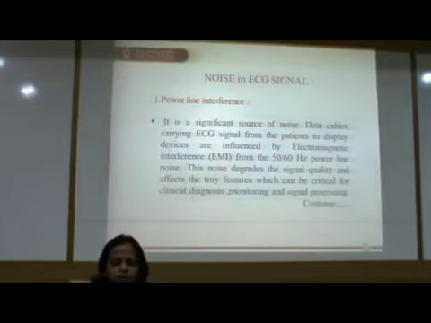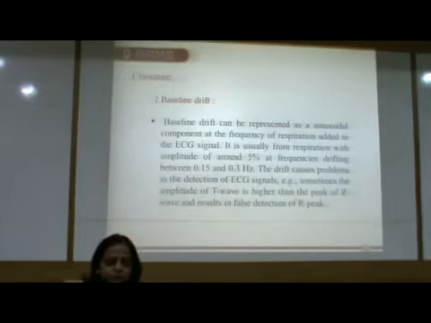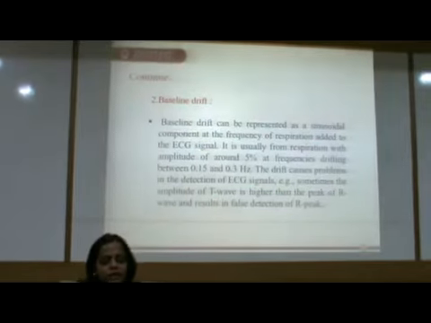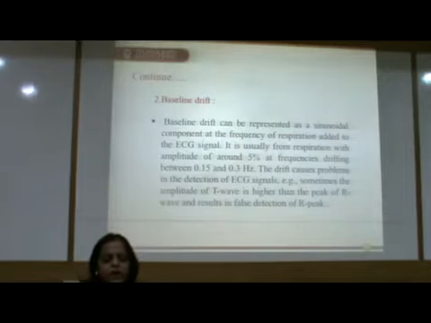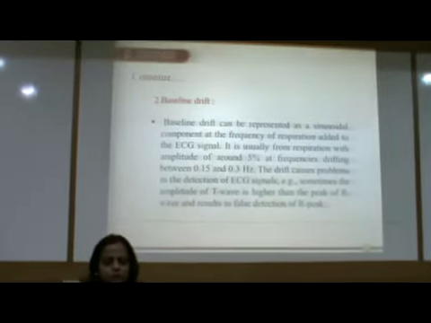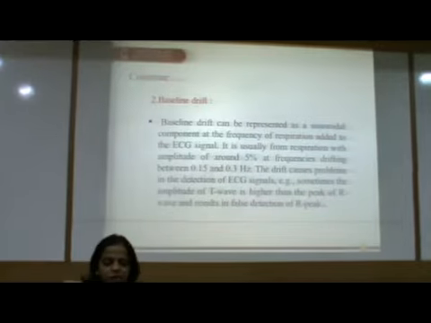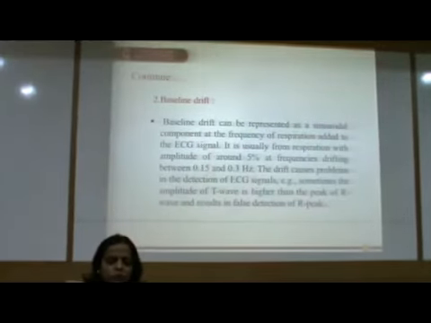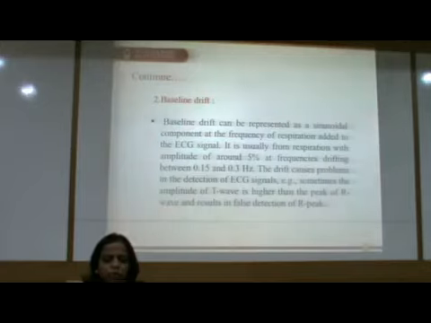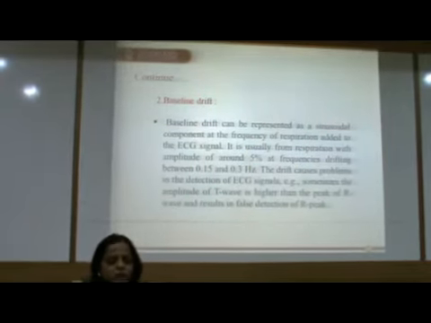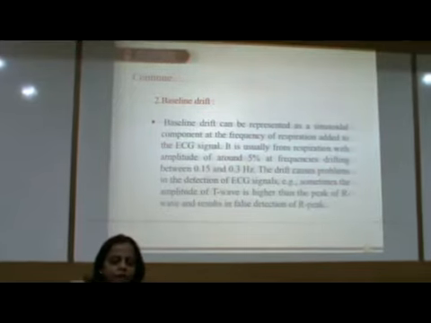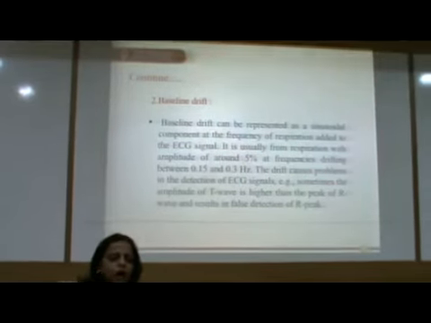signal processing. The next noise is baseline drift. The baseline drift can be represented as a sinusoidal component at the frequency of respiration added to the ECG signal. It is usually from respiration with amplitude of about 5% at frequencies drifting between 0.15 and 0.3 Hz. The drift causes problems in the detection of ECG signal, that is, sometimes the amplitude of T wave is higher than the peak of R wave and results in false detection of R peak.